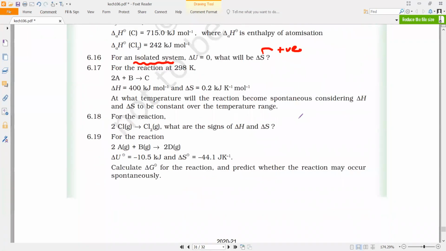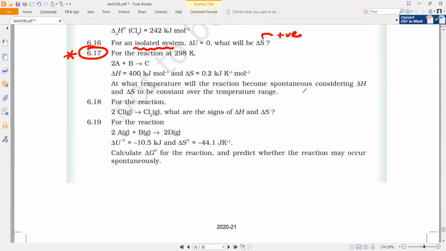Next question, for the reaction here, 2A plus B is giving C. This question is something that you need to do. 6.17, you try this question. In the next class, I will discuss this. In this question, this is the important part: at what temperature will the reaction occur? How to determine this temperature? Now, it needs some practice. If you have not done this type of question, then you may not be able to do it. But otherwise, please try this question.